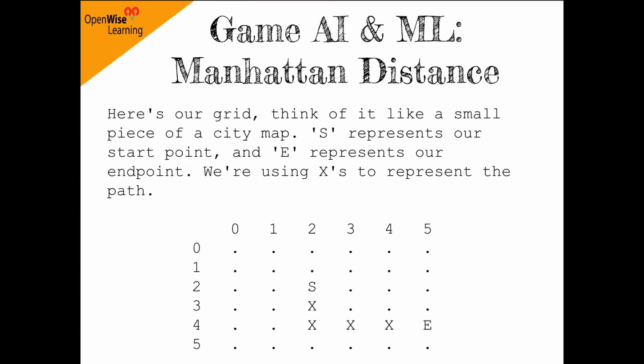Here's a further explanation of this. So here's our grid. Think of this like a small piece of the city map. S represents our start point, E represents our end point. We're using X to represent the path. So we are on, say, 2nd Street and 2nd Avenue, and we want to go over to 5th Street and 4th Avenue. So we're going to go down 2 and over 3.